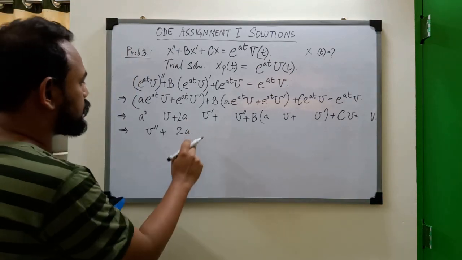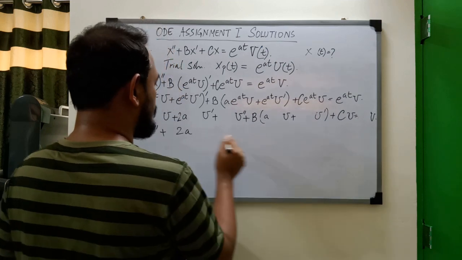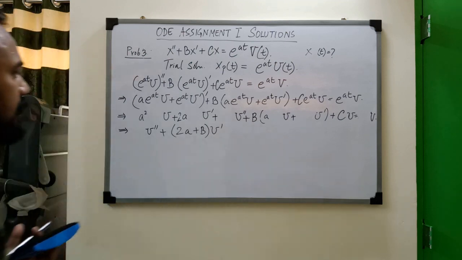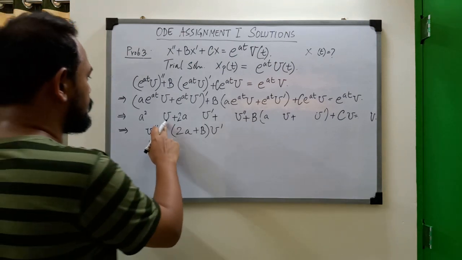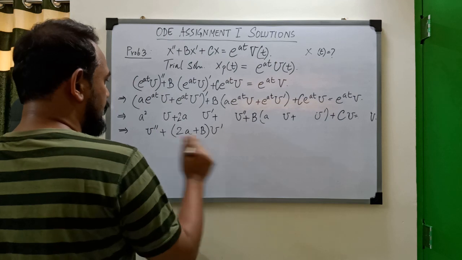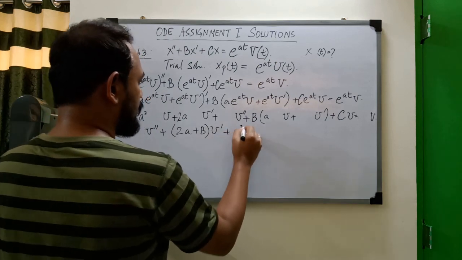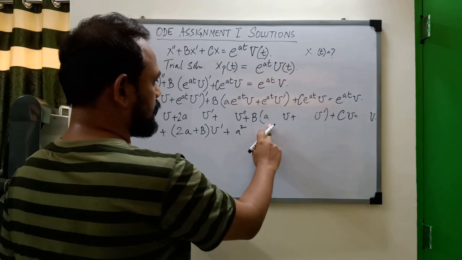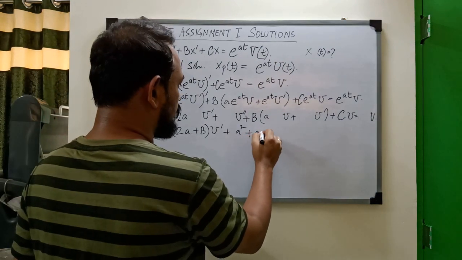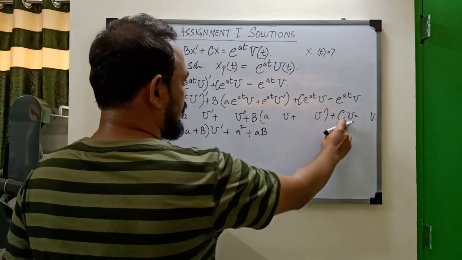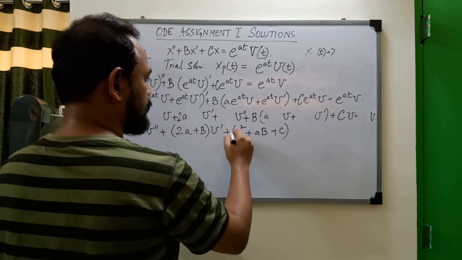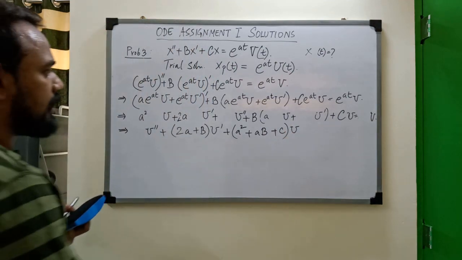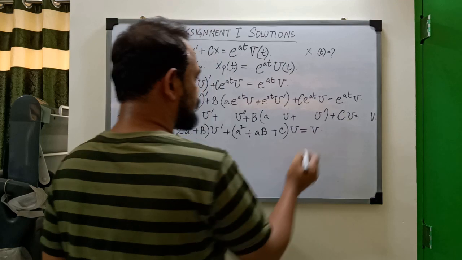So this one is 2a, and from this one I get plus b, capital B, u prime, and then I group the non-differentiated terms, so I get an a square, I get this one, b, a small a and a capital B, and I get a C, this capital C. These are all with u, okay, and this gives me my v, and this is what it is.